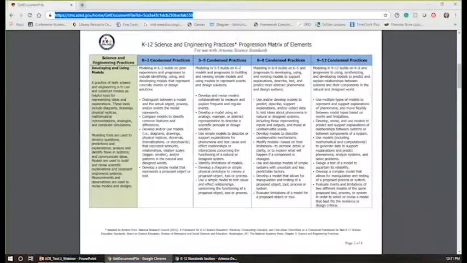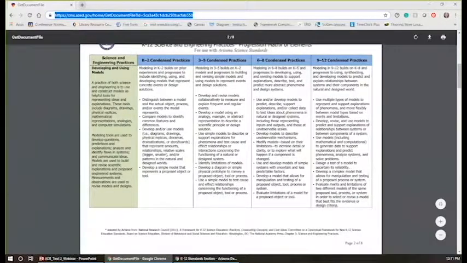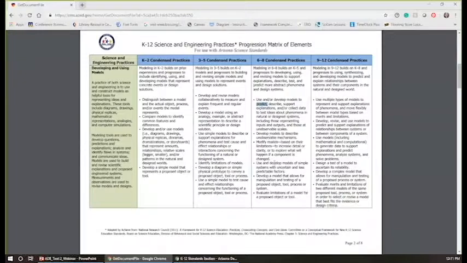Looking at my 6-8 examples, because it was a 6th grade standard, when I look at these elements, I saw this a lot in them: use and develop models to predict. And that's where I got the predict from.